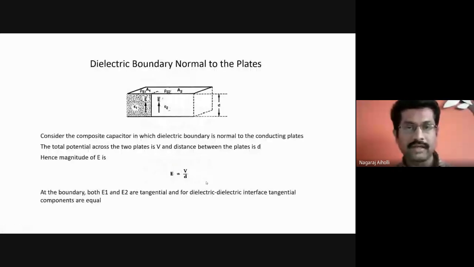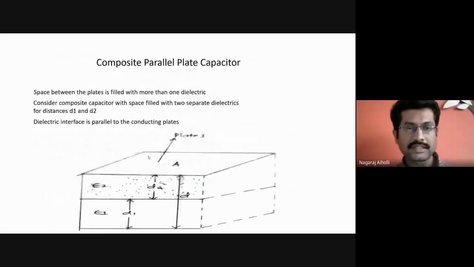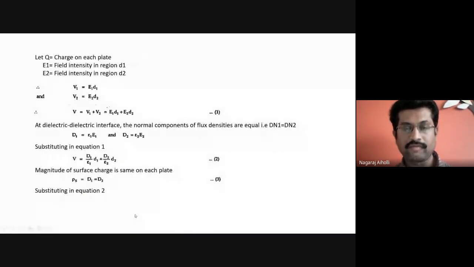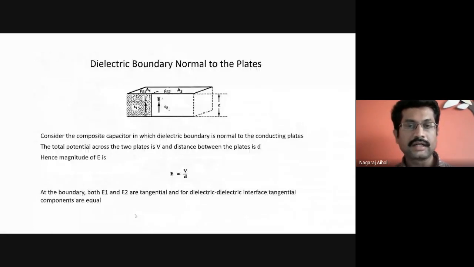While deriving this, we considered a dielectric interface parallel to the conducting plates. This dielectric boundary is parallel to the conducting plates. But in the next derivation, we are considering the dielectric boundary perpendicular to the plates. That is the difference between the previous derivation and the one we are doing now: dielectric boundary normal to the plates. Let us derive the equation for the dielectric boundary normal to the plates.